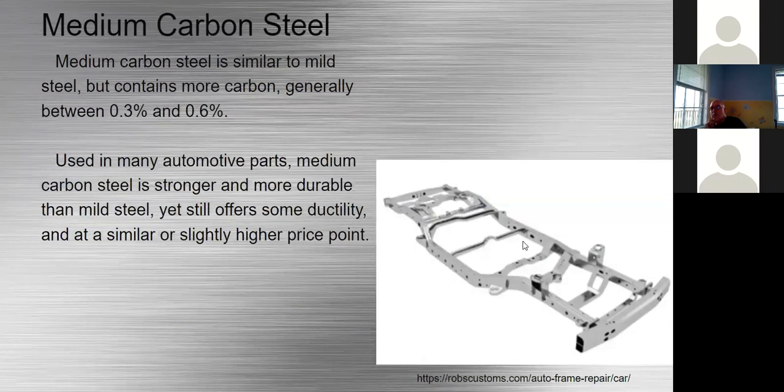Medium carbon steel is similar to mild steel, but contains more carbon, generally between 0.3 and 0.6%. It's used in many automotive parts, and medium carbon steel is stronger and more durable than mild steel, but still offers some ductility and is around a similar price point.